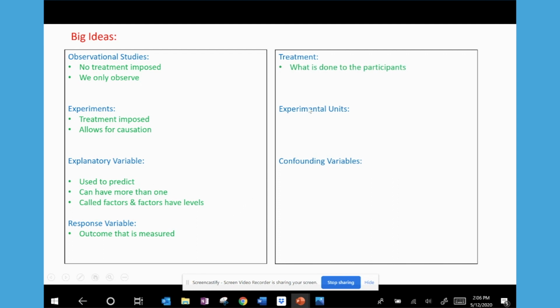The treatment is actually what is done to the participants. So in a case like this, some took the class, some did not. So we would say that would be maybe a dummy treatment. If you had a clinical trial and you were testing medications, some people might get the new medication and some people might get the old medication. But of course, we don't want them to know which treatment they're getting.